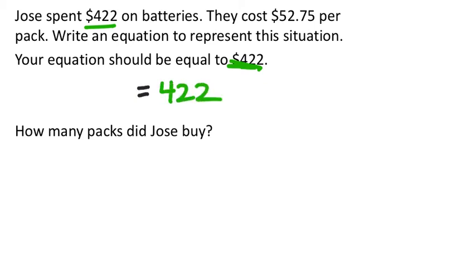Okay, but what's going to equal 422? This is how much he's going to spend on the batteries, right? Well, the batteries, right off the bat, it's $52.75 for every pack. So what we're going to have to do is say we need some kind of variable in this, and x is going to be the variable we should be using on these problems, but x is going to be equal to the battery packs that Jose is going to purchase.